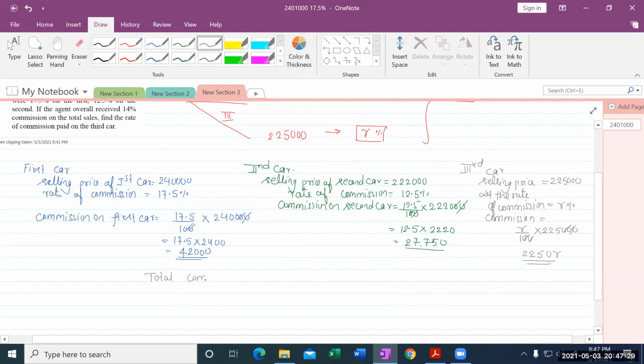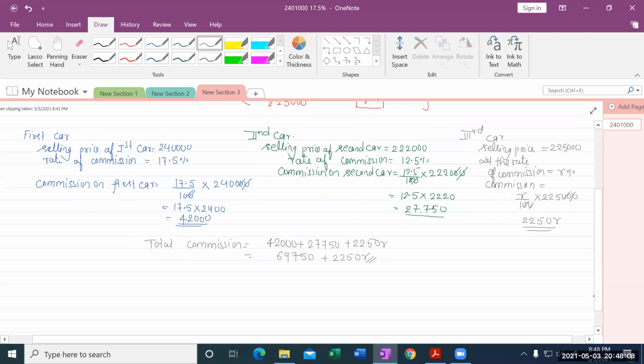So the total commission we will calculate on the three cars. Total commission is equal to 42,000 plus 27,750 plus 2250 R. So here I will add 42,000 plus 27,750. So it will be 69,750 plus 2250 R. So this is what we have as the total commission.